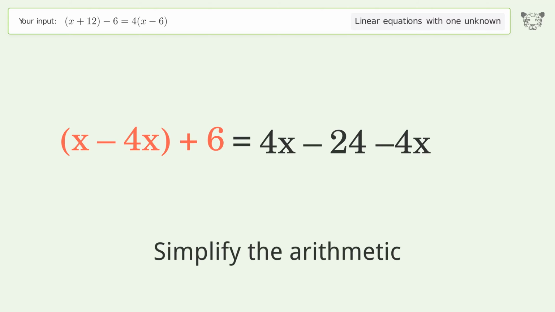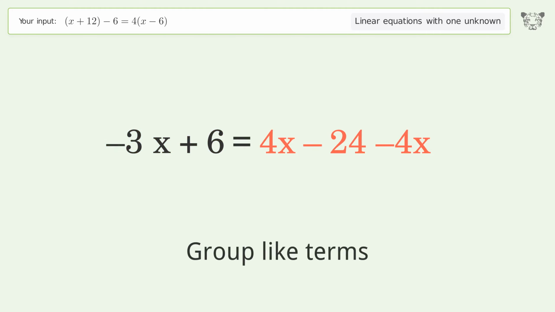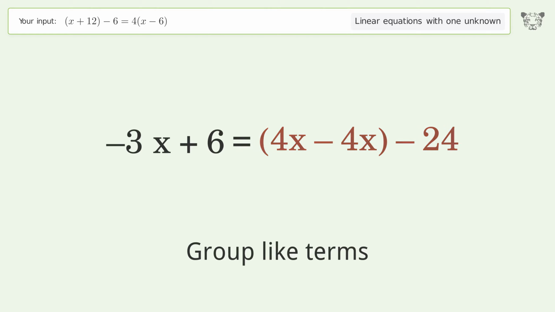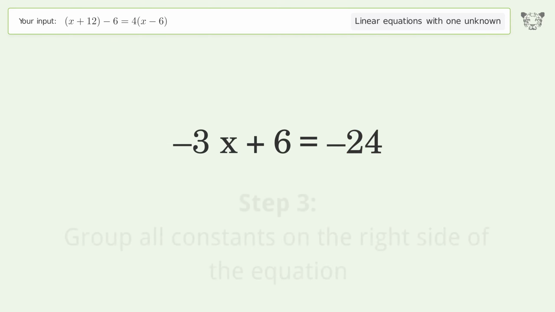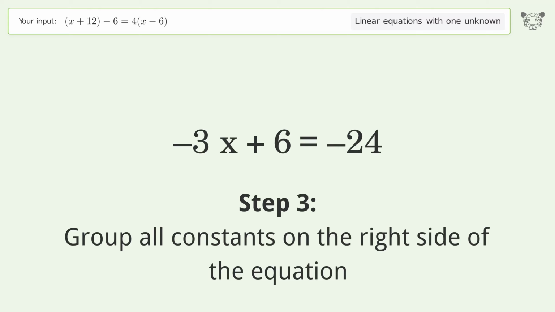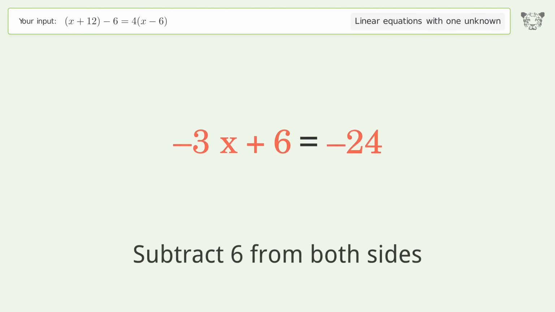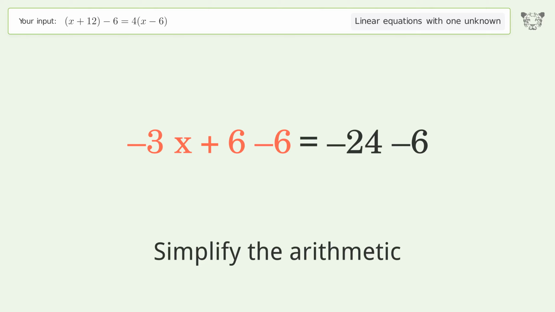Simplify the arithmetic. Group like terms. Simplify the arithmetic. Group all constants on the right side of the equation. Subtract 6 from both sides. Simplify the arithmetic.